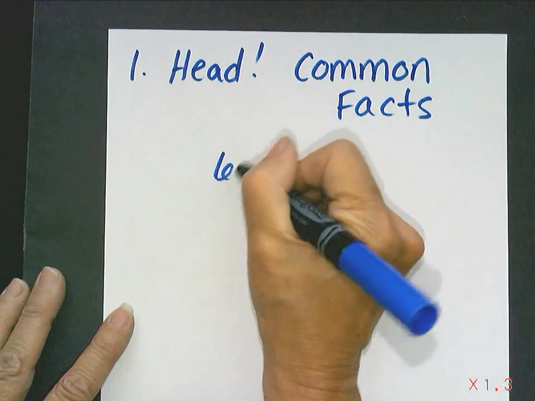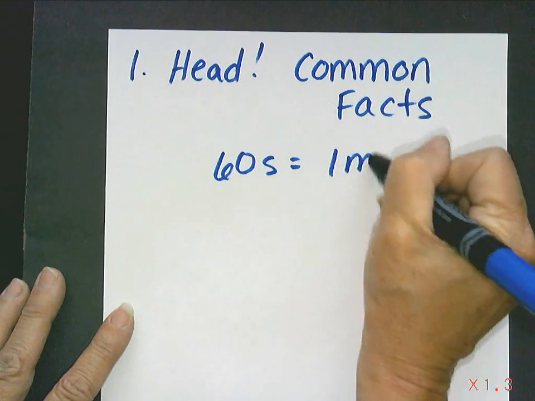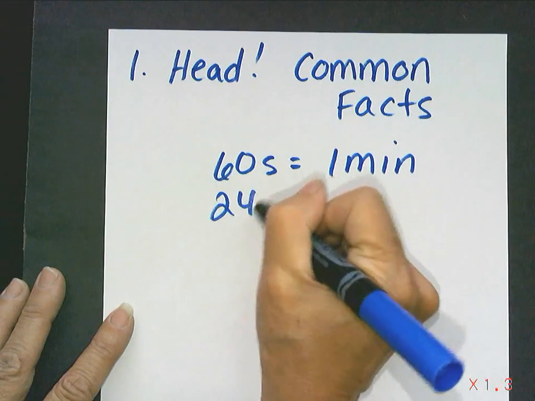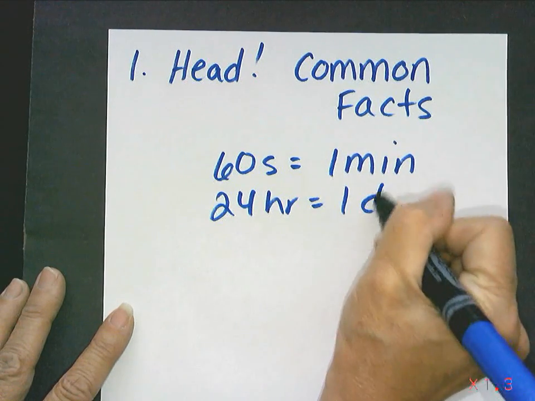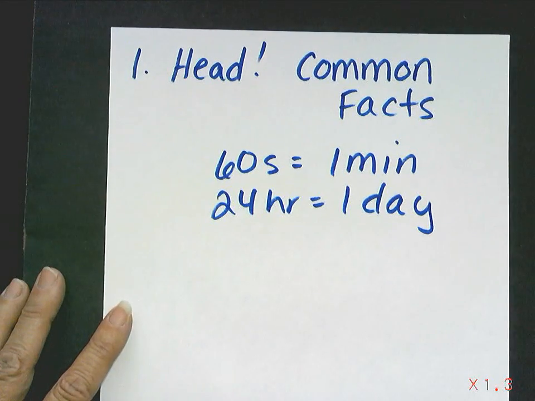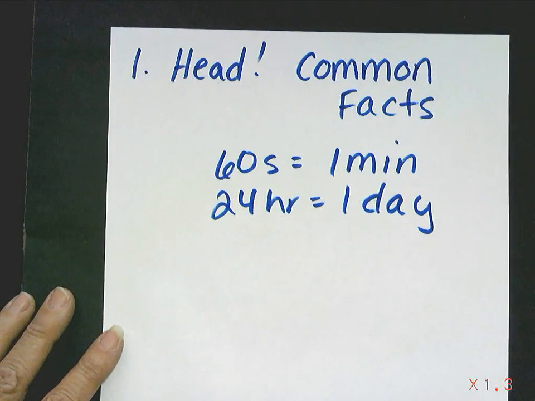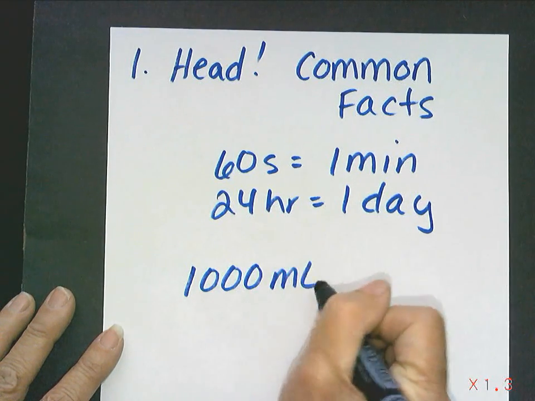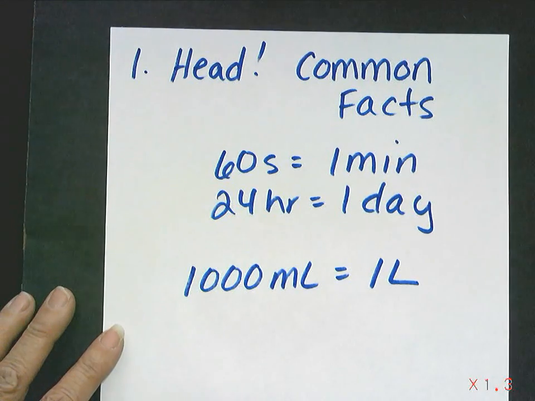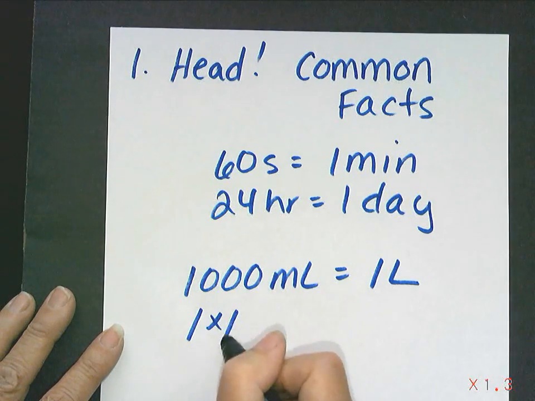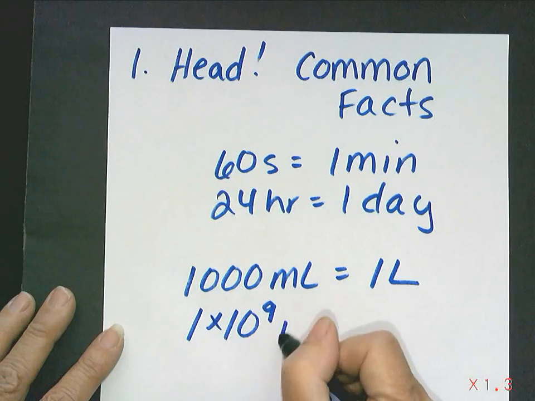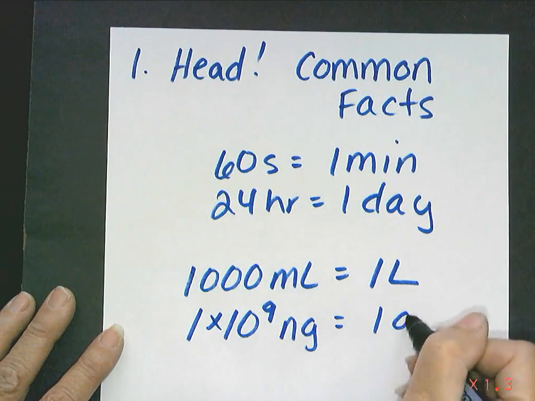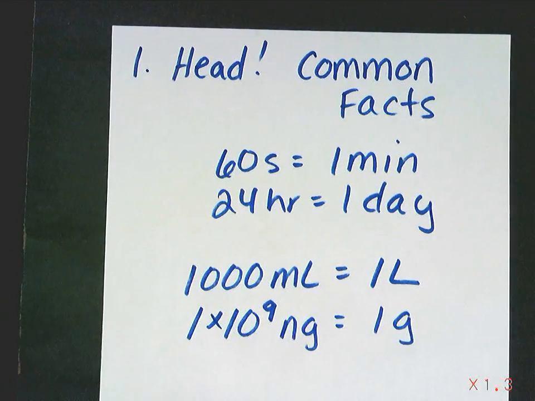So, for instance, you know there's 60 seconds in 1 minute. You know there are 24 hours in a day. So there's lots of common facts that you will know. You will also know this year common metric equivalencies. So you will learn that there's 1,000 milliliters for every 1 liter. And you will learn that there are 1 billion nanograms in 1 gram. So you can use these as equivalencies also.